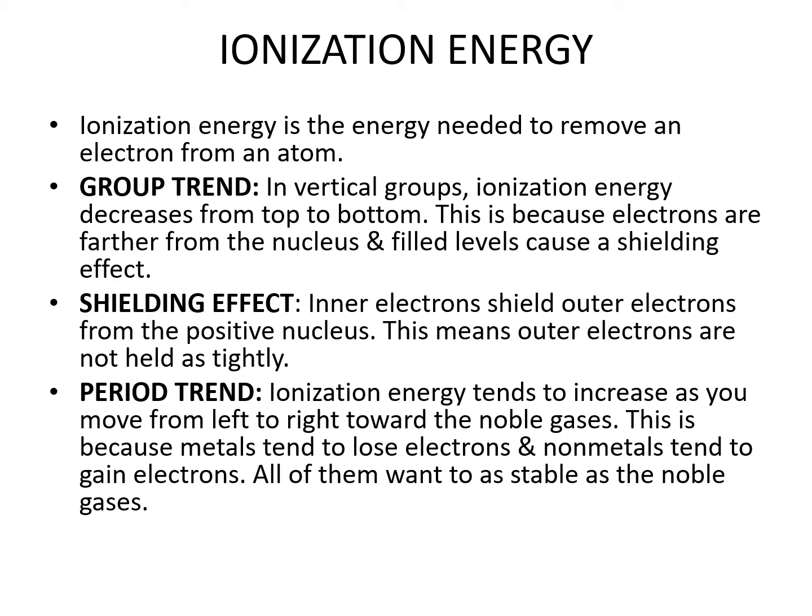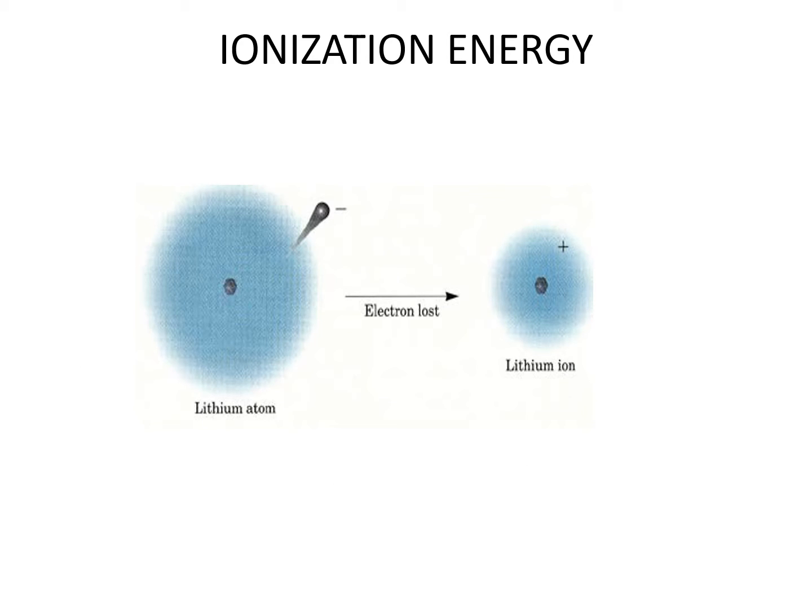And period-wise, ionization energy increases from left to right. This is because metals tend to lose an electron and non-metals tend to gain electrons. All of them want to be as stable as the noble gas. So this is the diagram representing the ionization energy. An example is the lithium atom. One electron is removed and it forms Li+, that is a cation. So this energy is called ionization energy.